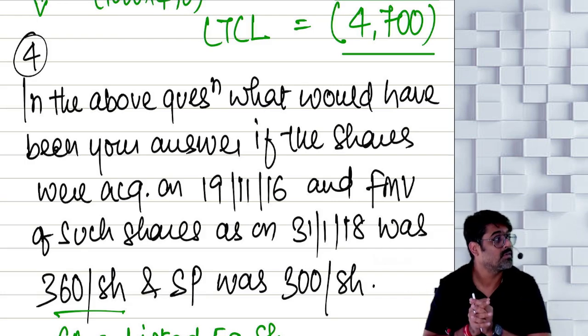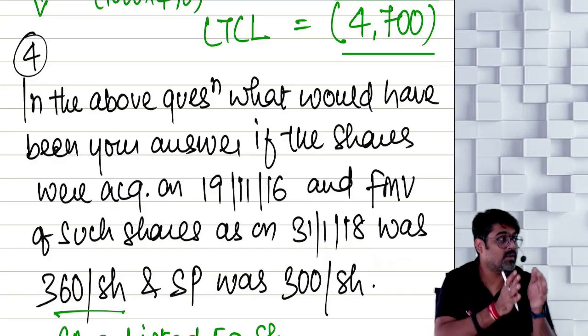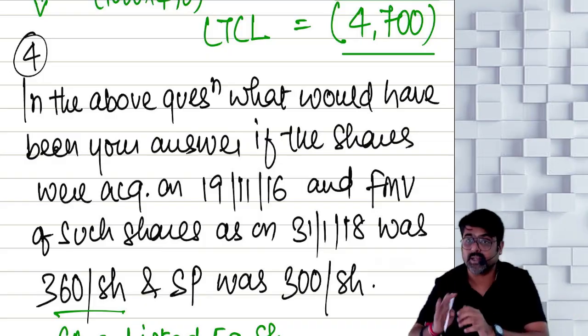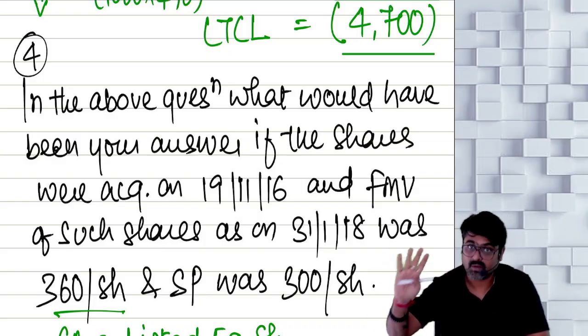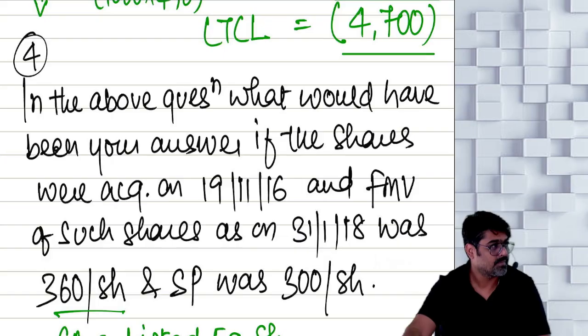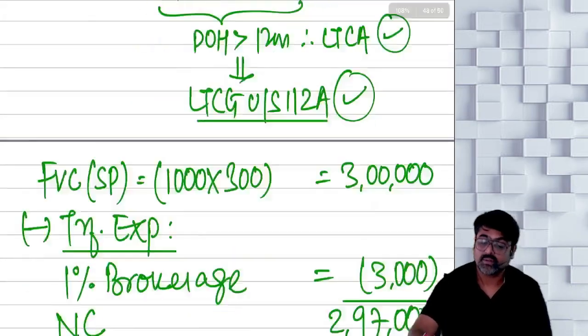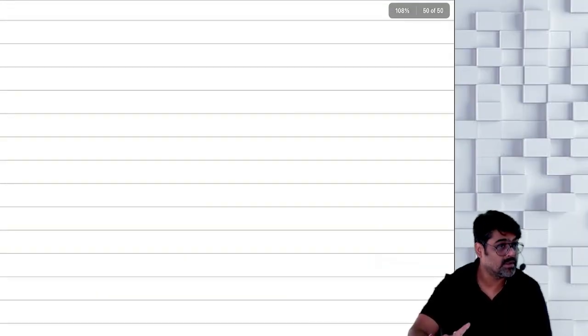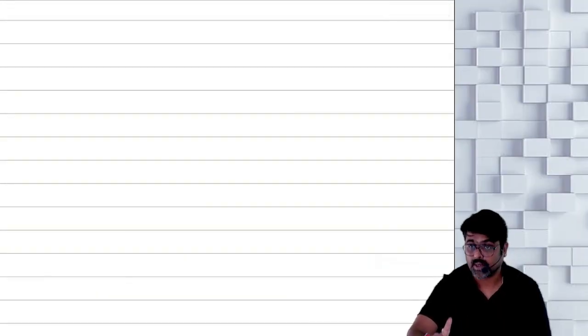How much was the loss? The loss prior to this date was 20. Loss after this date is 60. 60 plus 20, total loss of 80. That loss should be calculated. Understood? So, these are the questions which you should practice. Guys, these are the questions which you should practice.